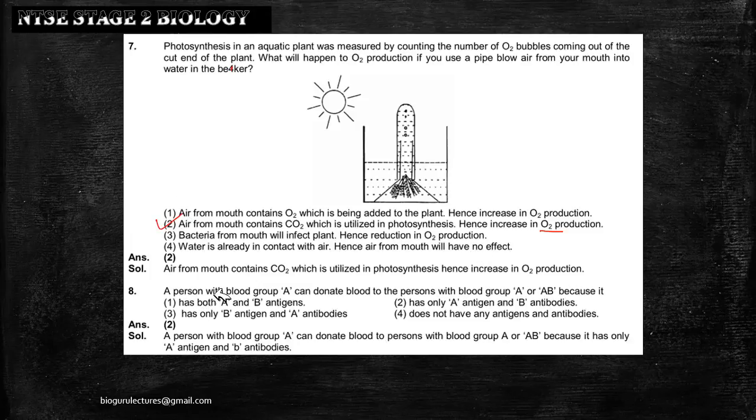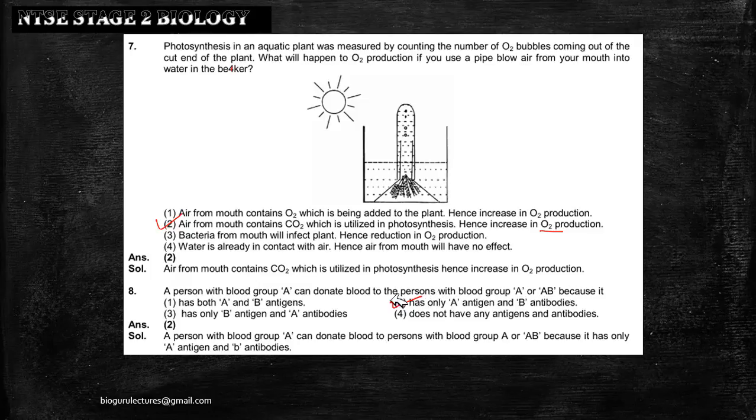Next, question 8. A person with blood group A can donate blood to the persons with blood group A or AB because it has. So if you can make a chart, it's really easy to solve this kind of questions. Has both A and B antigens? No, he is A group, so he'll have only A antigens and B antibodies in his blood.